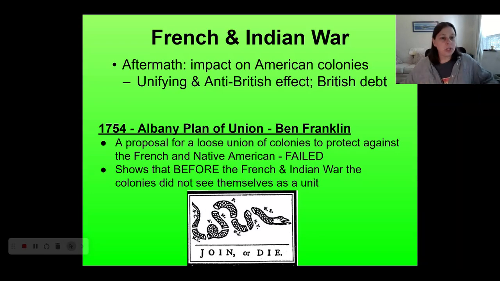So those are some of the impacts on the American colonies. One piece of specific information that I think highlights some of what we're talking about here, and that has made an appearance in multiple choice questions in the past, is something that happens right at the beginning of the French and Indian War.